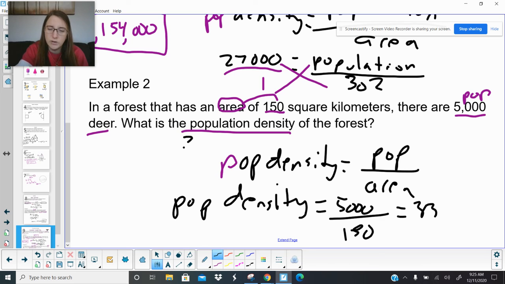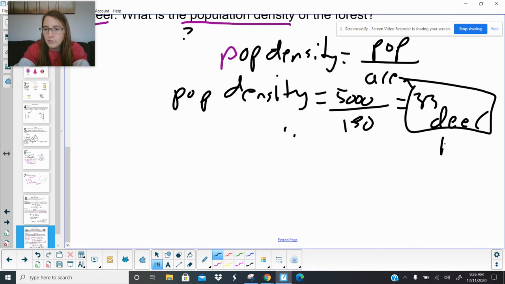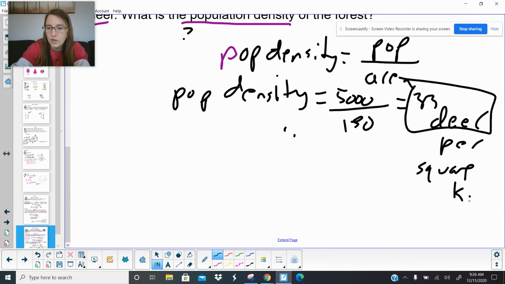We're not going to put it as a decimal because you can't have like a third of a deer. It's a little weird. But it's an estimation. 33 deer. Again, what that means is, let me actually finish this off, per square, what is this, kilometers? Yes. So that means if I just look at one little square of the whole area, about 33 deer would live there. Again, that tells us how crowded it is.